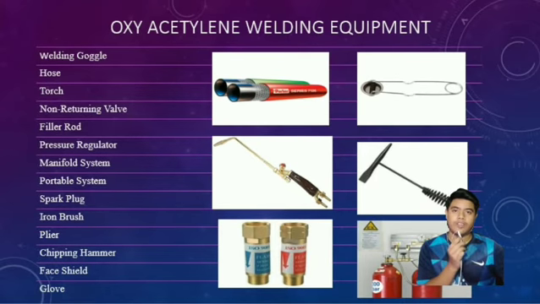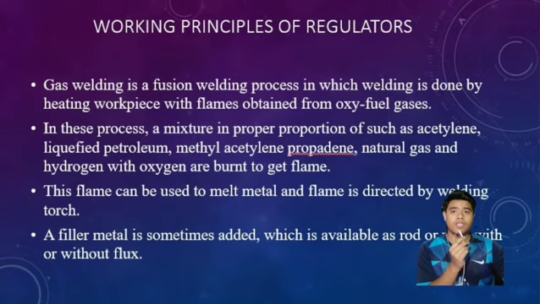Oxyacetylene welding equipment. First, we have welding goggles. Second, hose, torch, non-returning valve, filler rod, pressure regulator, manifold system, portable system, spark lighter, iron brush, plier, chipping hammer, face shield and glove. So, working principle of regulators.